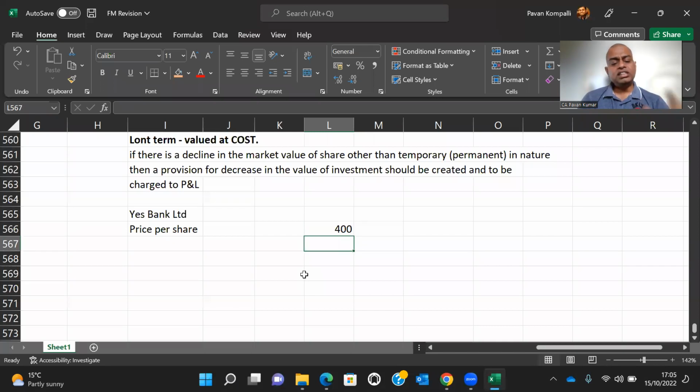Then because of some uncertainty, it came to 280 rupees. Added more. Then it became 120, 130 rupees. Added more. Then it became 60 rupees. Added more. And what happened? It has come to 3 rupees.